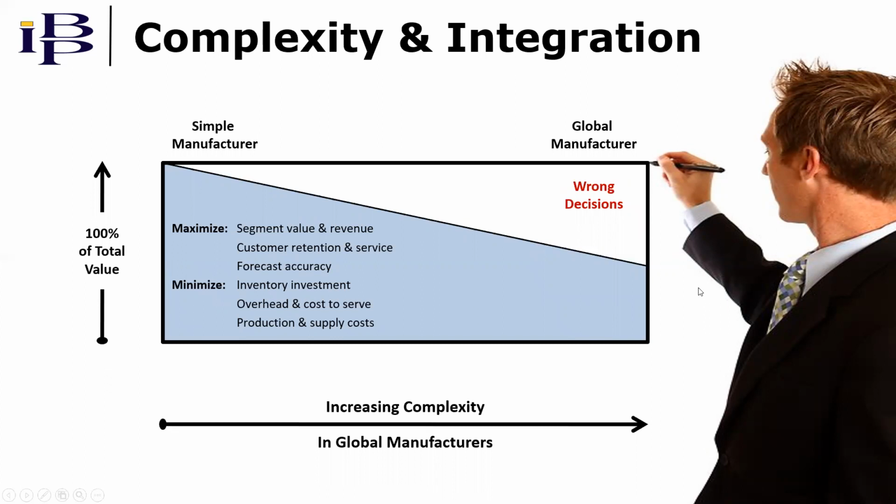One of the key elements driving this is that when you get into more complex organizations, one of the problems you find is that you can't establish effective ownership for these sorts of metrics: maximizing segment and value revenue, customer retention and service, forecast accuracy, while minimizing inventory investment. In larger organizations, one of the challenges is that organizations can't manage these things from a segment perspective, because in a bigger company, different products and customers have different cost structures associated with them. And if you don't understand the economics of those cost structures, you're not going to be able to manage these things.